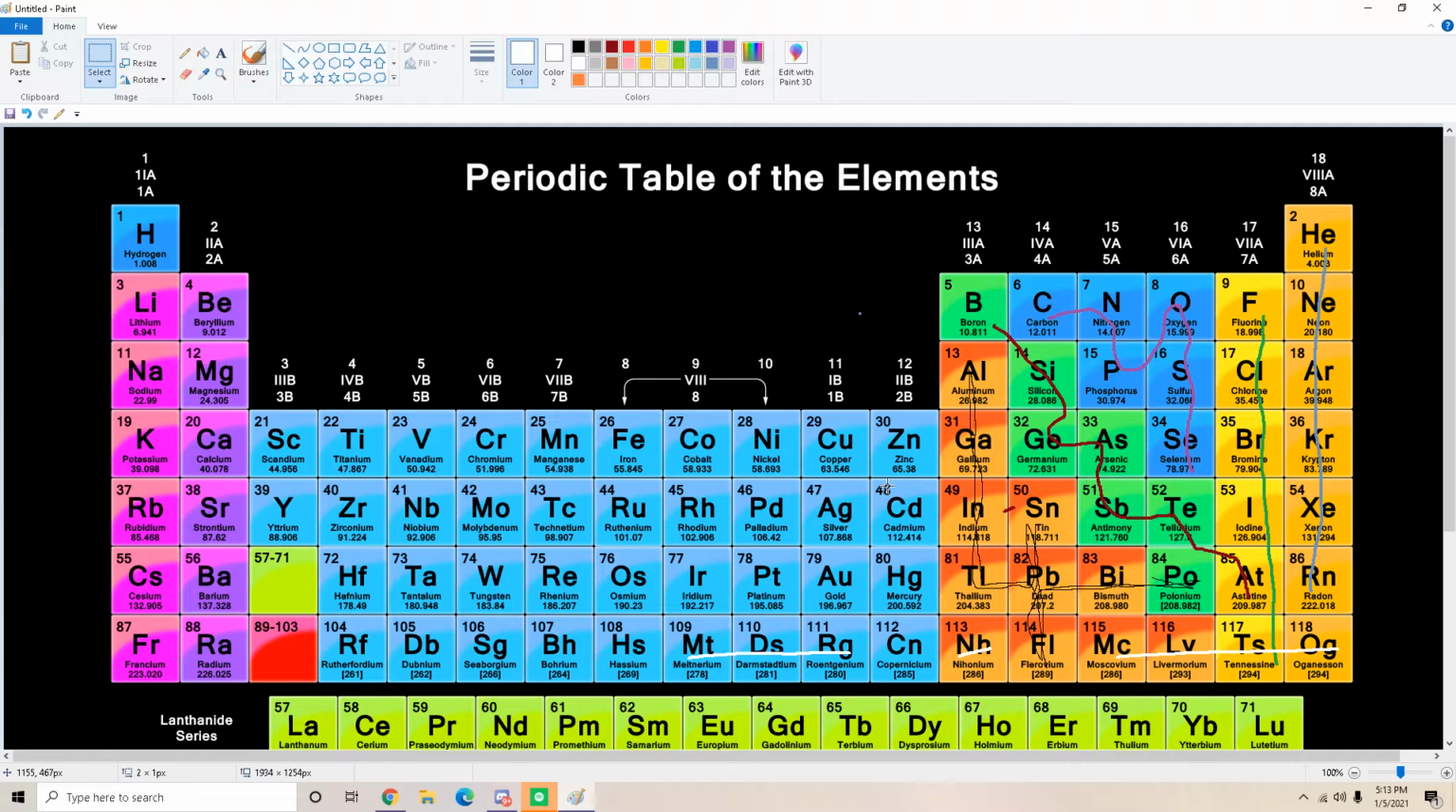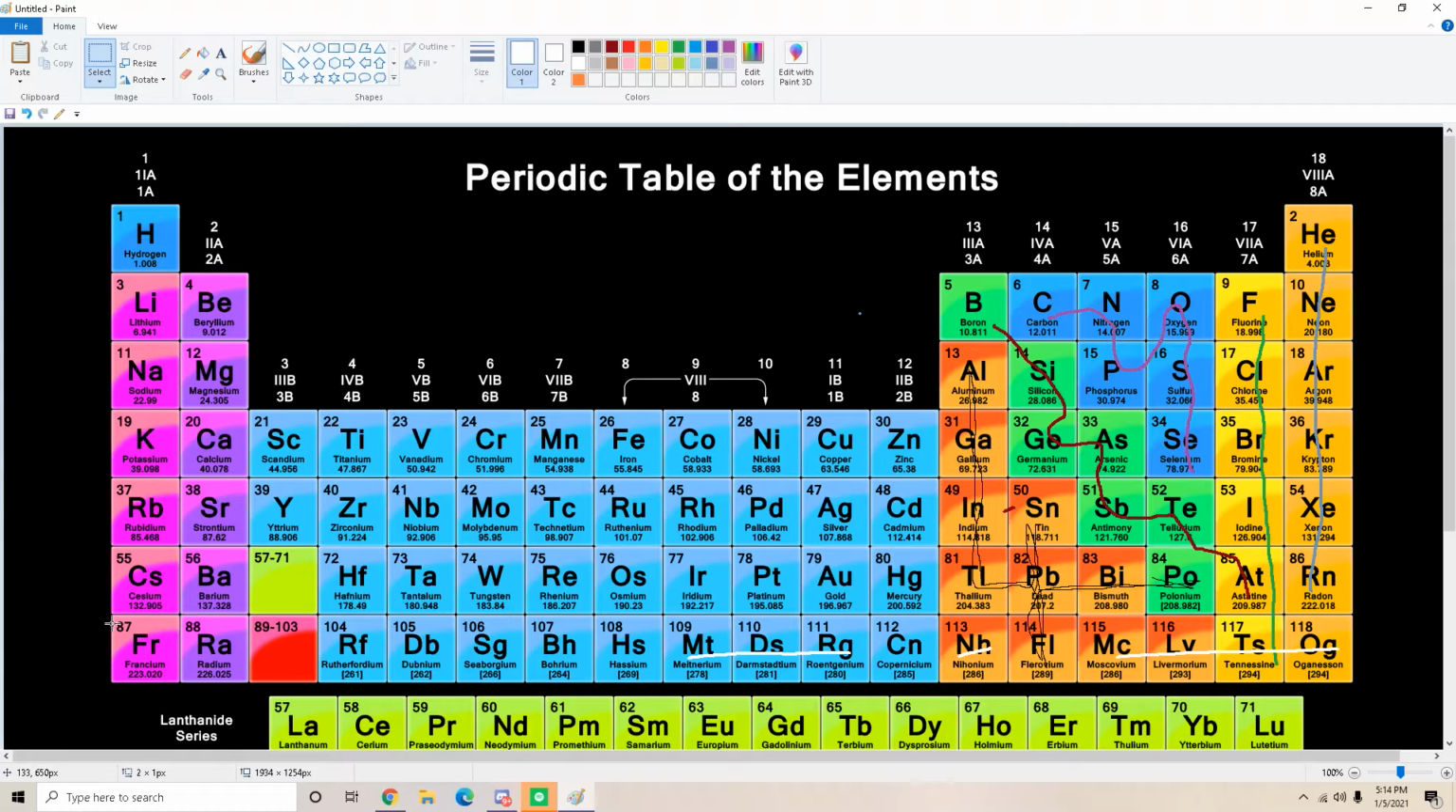As you can see right here, group 1, from 3 to 87, is called alkaline metals. They are the most reactive elements on the table, and they mostly react around water, and some of them explode whenever they react too much, because they're the most reactive metals in the periodic table.